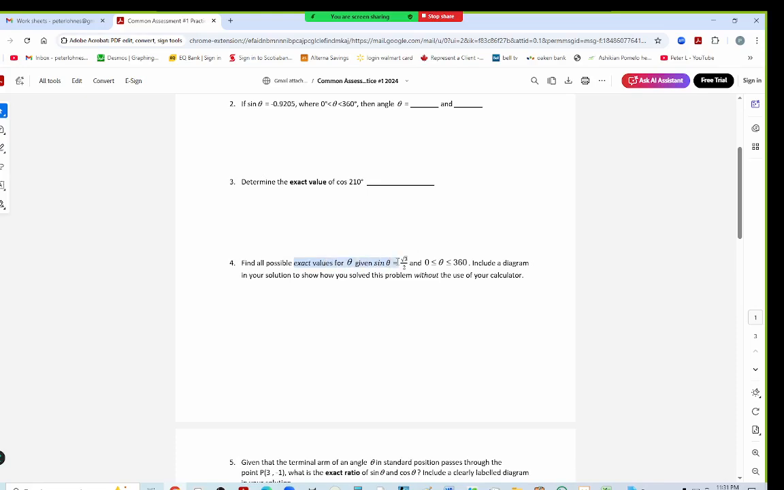Just realize that sine is positive in two quadrants, quadrant 1 and quadrant 2. So there's two possible answers. And it says without your calculator because it says exact.